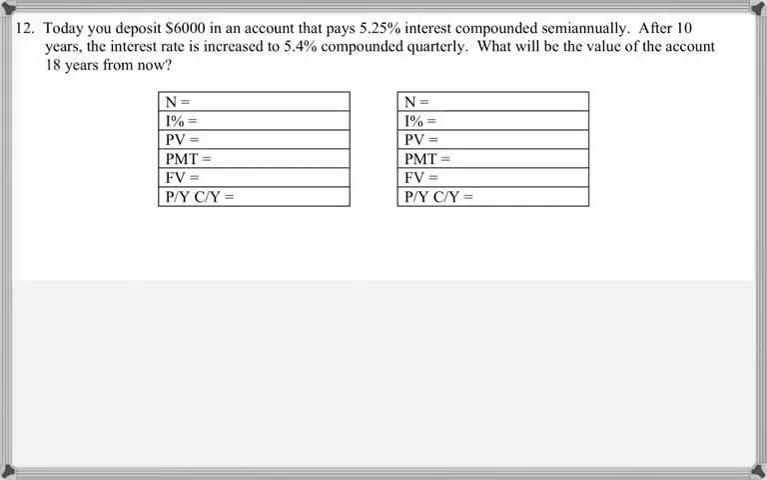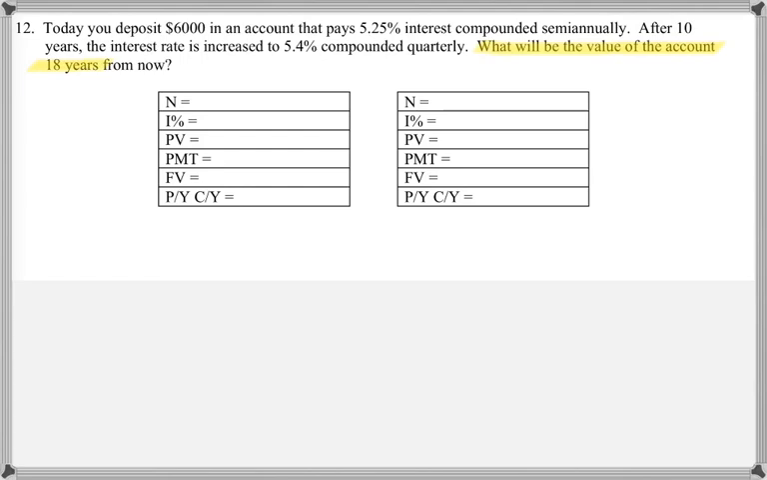Today you deposit $6,000 in an account that pays 5.25% interest, compounded semi-annually. After 10 years, the interest rate is increased to 5.4%, compounded quarterly. What will be the value of the account 18 years from now?